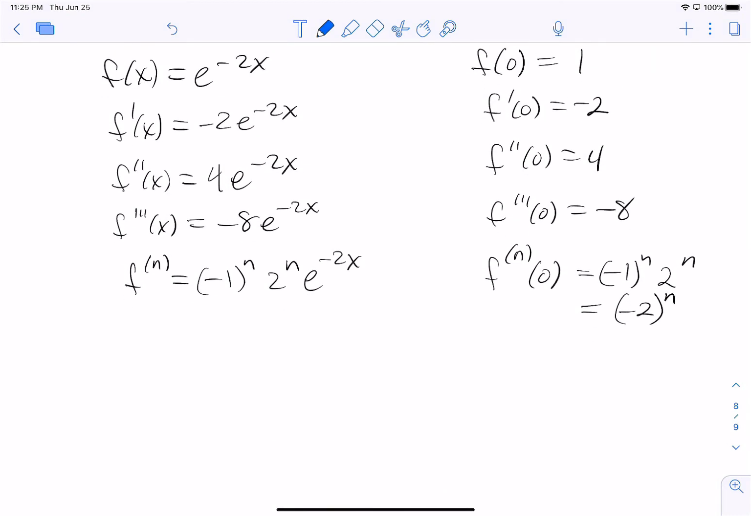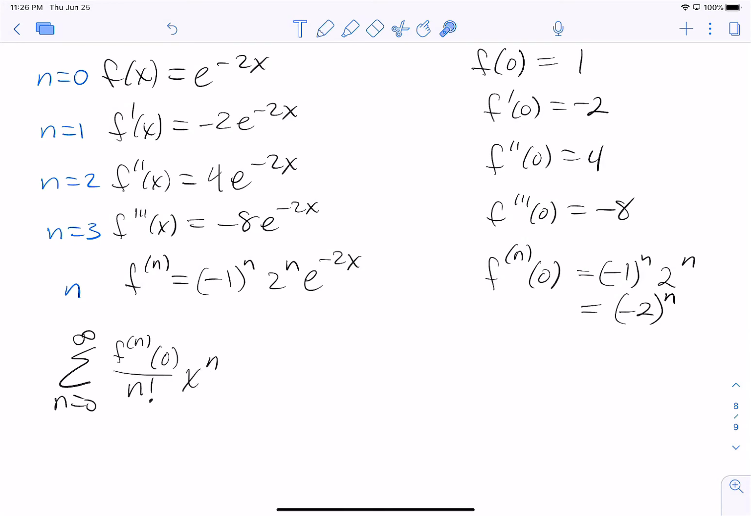Thinking about things in terms of n, we have the very first one where we didn't take a derivative is n equals 0, and then the first derivative represents n equals 1, and then n equals 2, n equals 3 for the third derivative, and then a general n for the nth derivative, right? Now the Maclaurin series that we're fleshing out would be the sum as n goes from 0 to infinity of the nth derivative evaluated at 0 divided by n factorial times x to the n. We don't need the x minus a because this is a Maclaurin series. I'll just make that an aside, and we're going to wrap this up here.